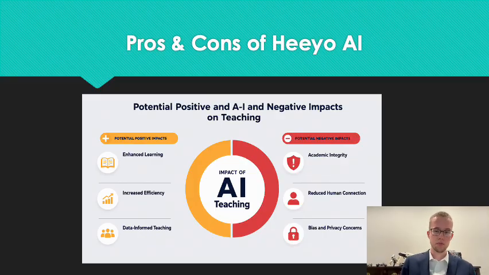Some negative aspects would be academic integrity, which is a big one, because students might not be focused when doing AI, or they might expect the AI to answer and do all of it for them, rather than the student's brain doing most of the work.